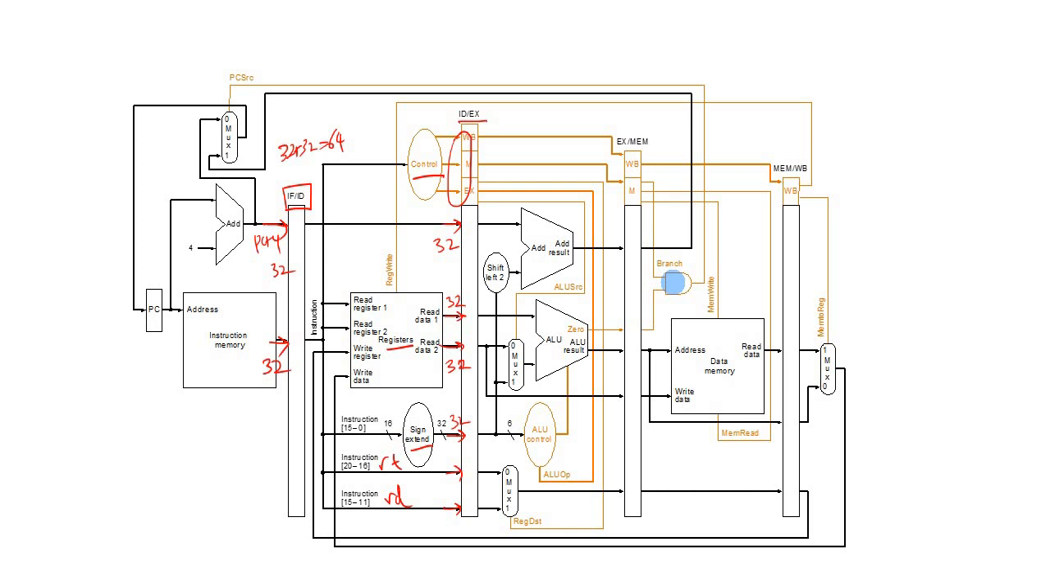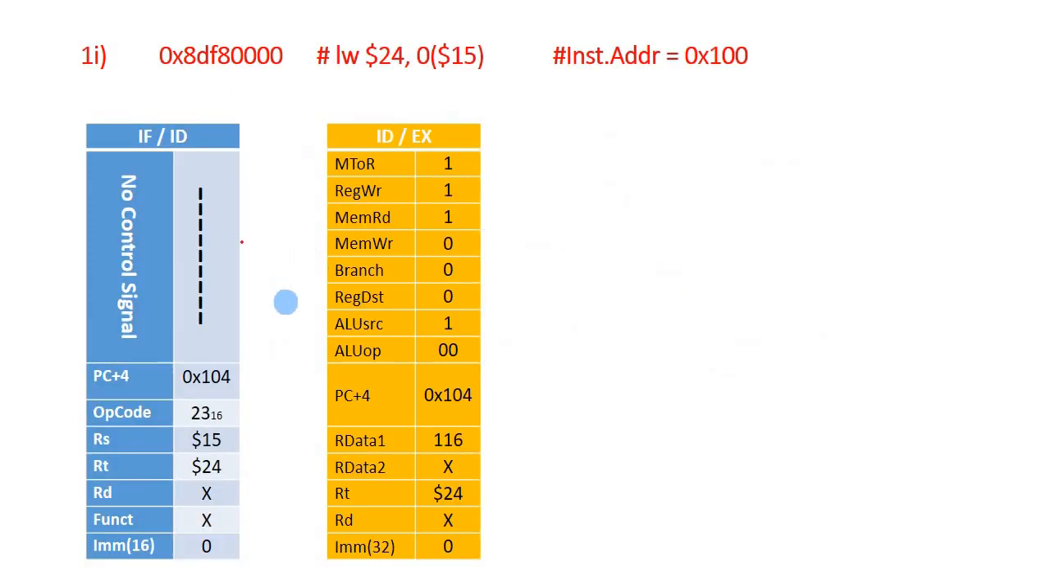Okay, so coming back to our question, once we fetch the instruction and we pass it to the decode stage, we have the control unit which would have generated all these signals for us. This PC plus 4 is directly available from the earlier stage, and this R data 1 and R data 2 is actually available from the register file. And RT and RD are of course transferred from the earlier stage, and this immediate 32 is also available from the instruction directly. So this is what happens in the second stage, the ID/EX stage.